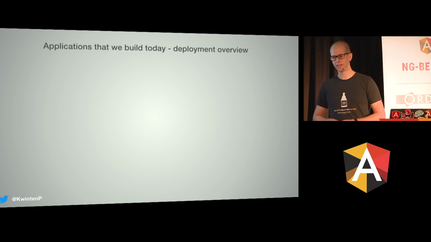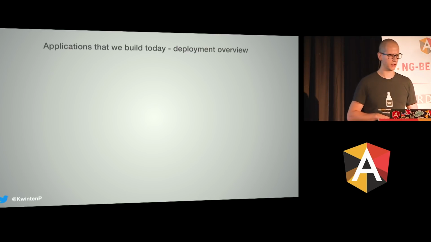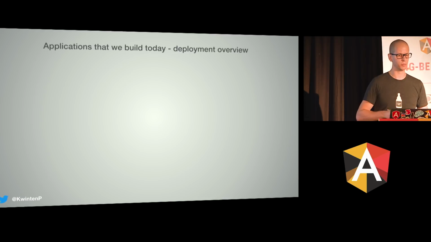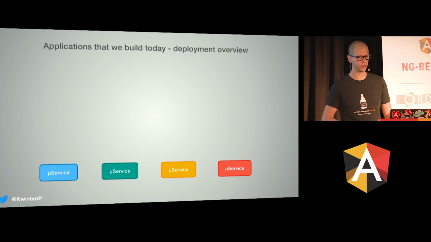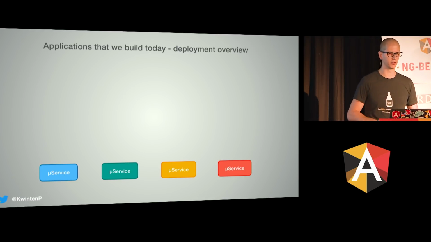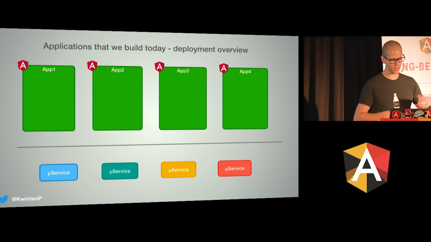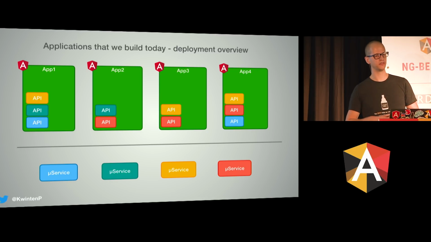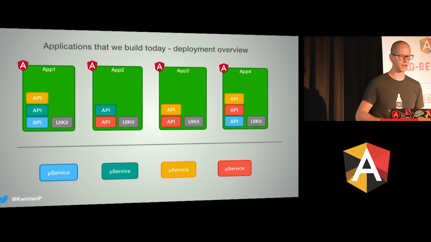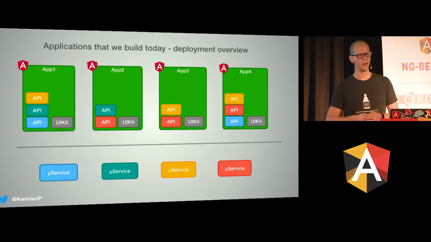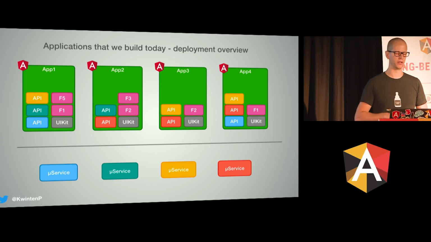To have a common understanding of what I said in my introduction on how I think applications are being built today, let's take a look at a deployment overview. So we have some microservices, of course, a very simplified view as it's not the focus. And on top of that, we have some Angular applications, for example 4 Angular applications, and they all use some APIs to fetch some data. They all use a UI kit to have a consistent look and feel, and they have some features that are built on top of that.